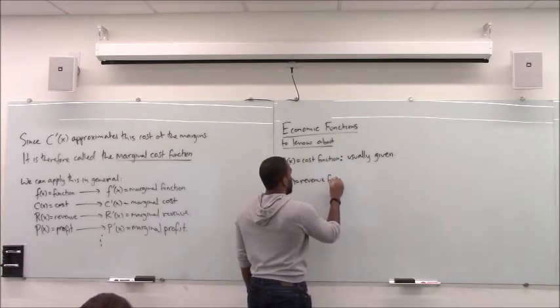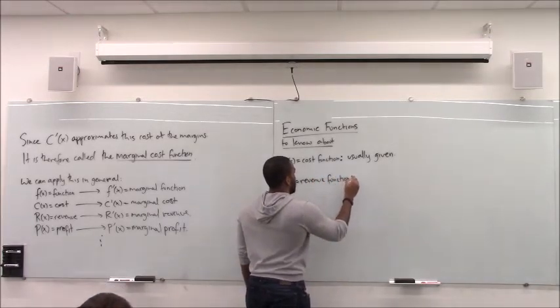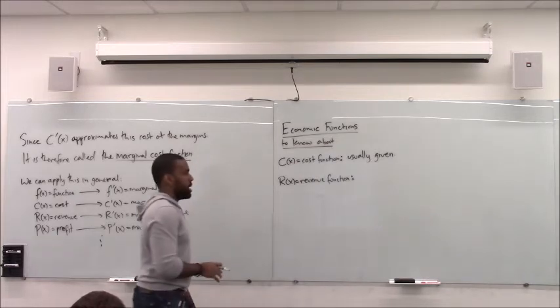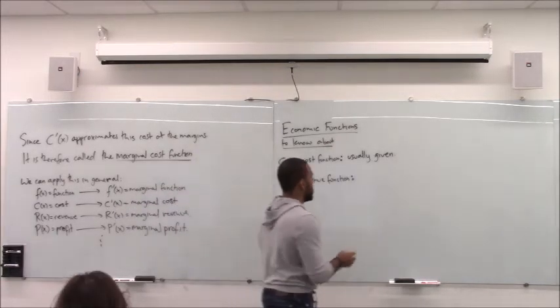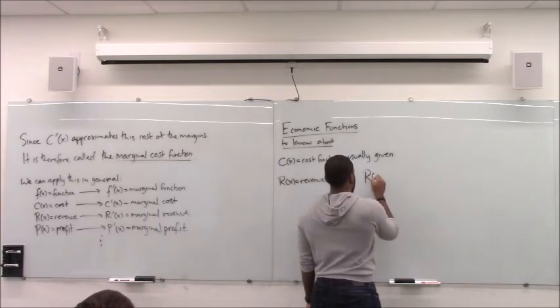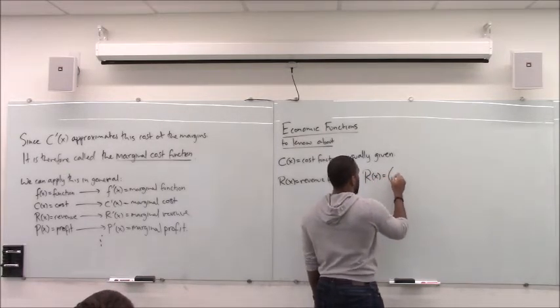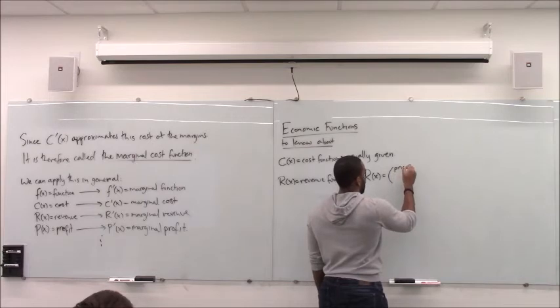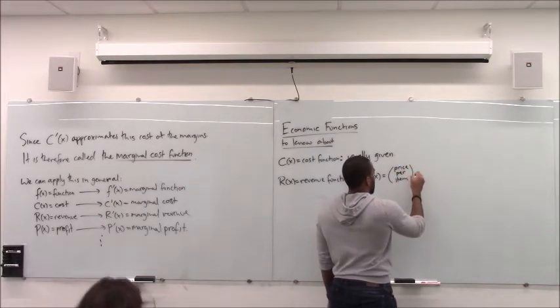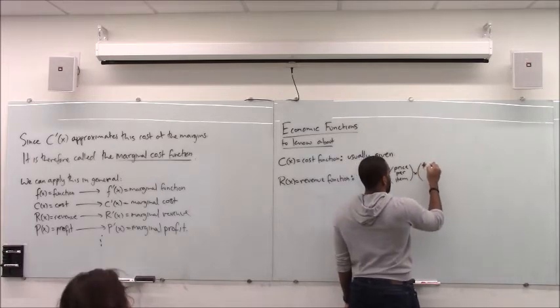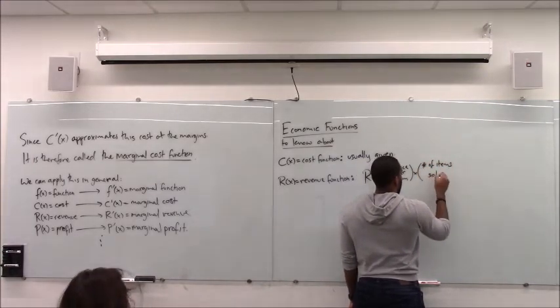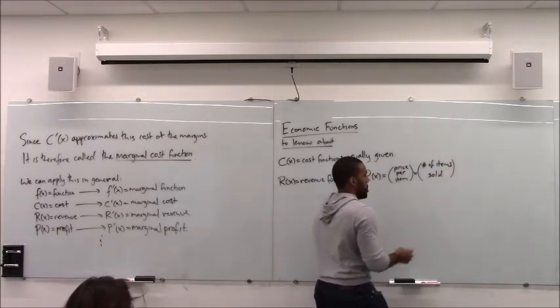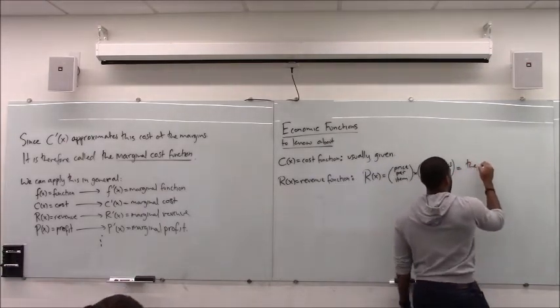Now this one is not always given. This one, though, you can actually compute based on information that you might have. So the revenue, in general, how you want to think of it, is going to be, say, the price per item or service times the number of items sold. So that's your revenue. This is the amount of money you make.